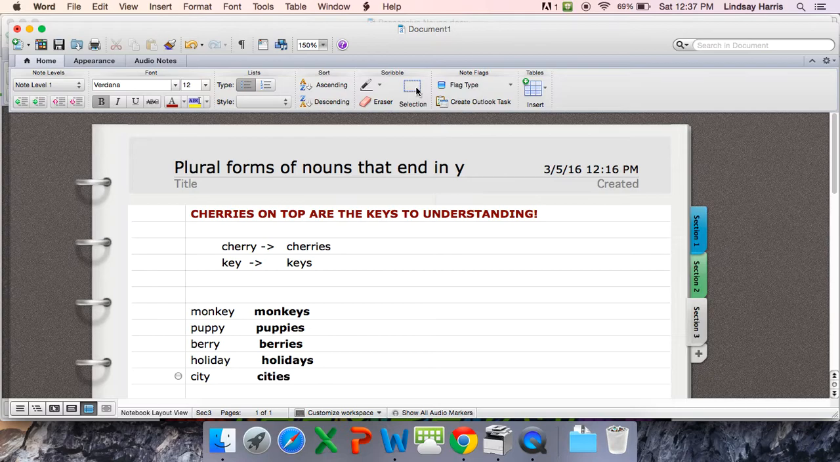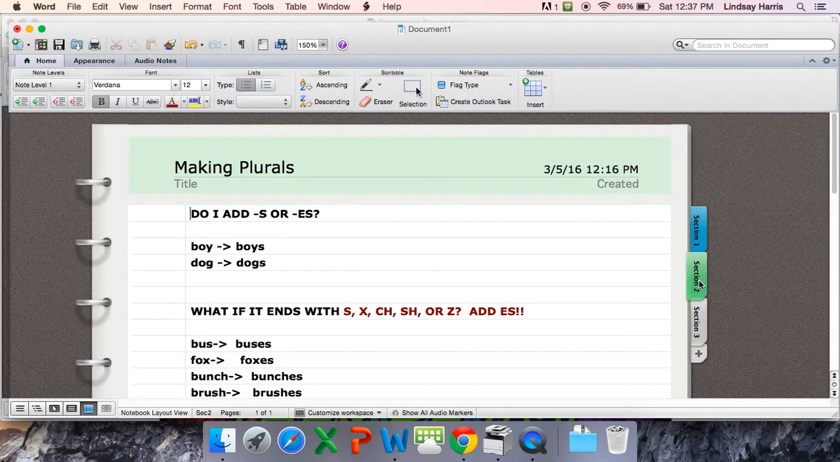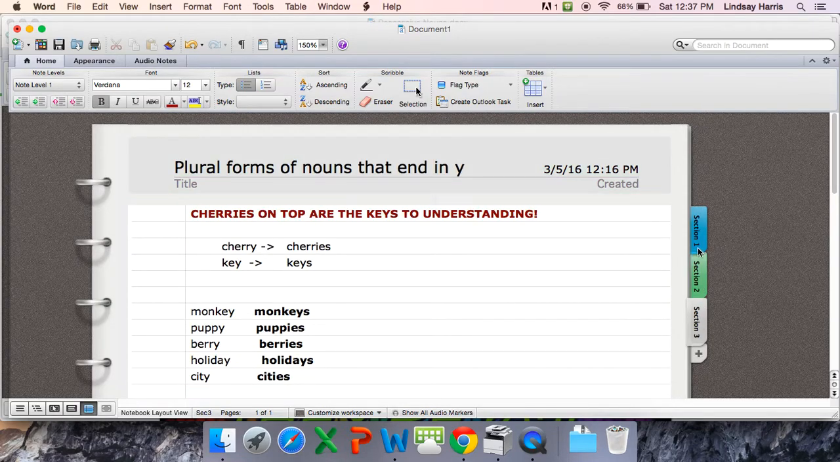Okay, so those are your three big spelling rules that we've been practicing and learning all year. This should be a good little refresher for you so that when you are trying to figure out how to add ed or ing, or when you need to make some words plural, I want you to go back and think of these rules. And good luck.